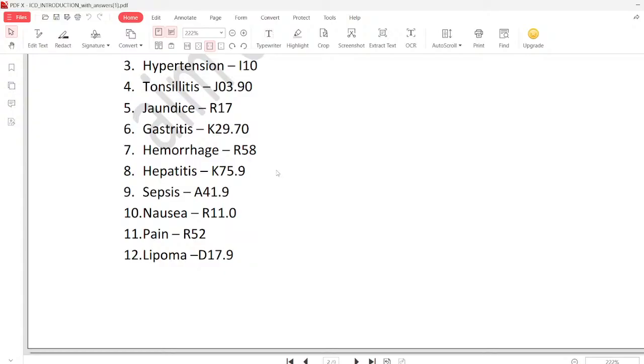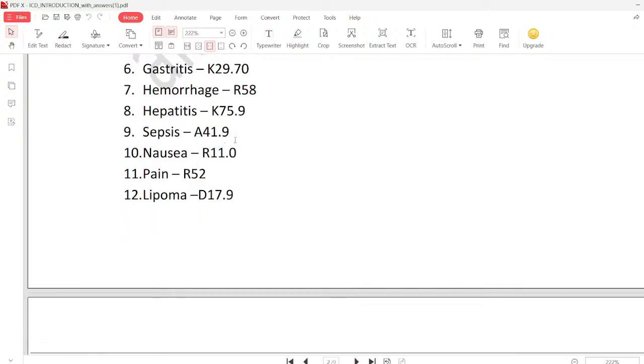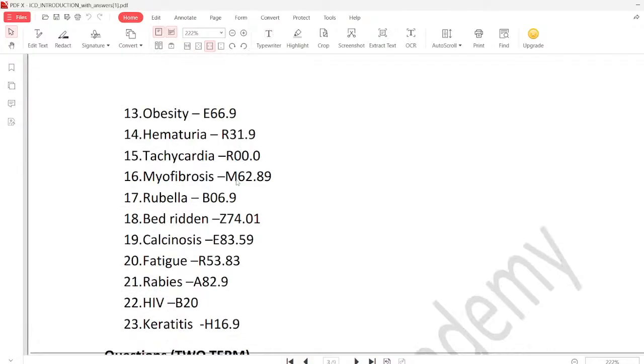Hepatitis K75.9, sepsis A41.9, nausea R11.0, pain R52, lipoma D17.9, and obesity E66.9, hematuria R31.9, and tachycardia R00.0, right?